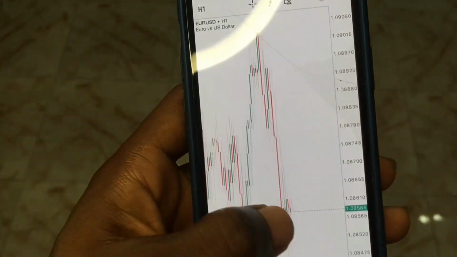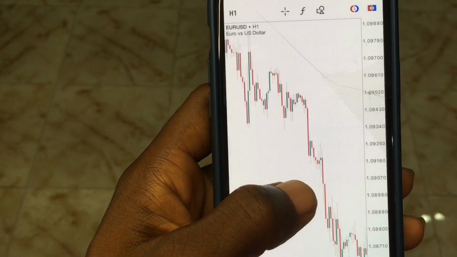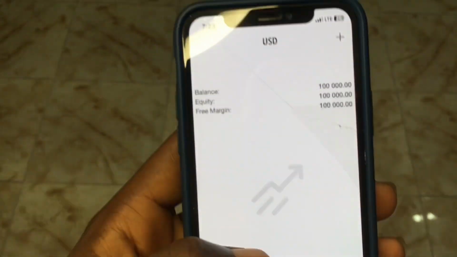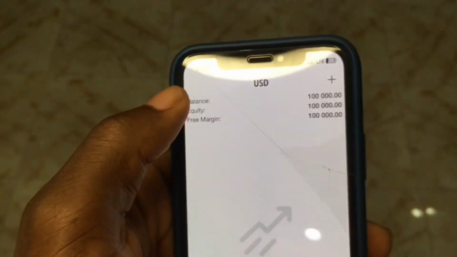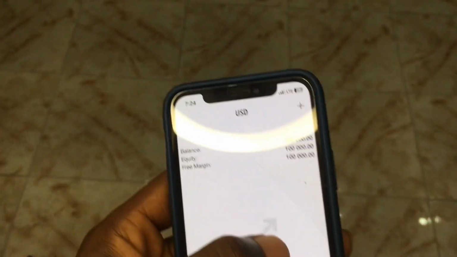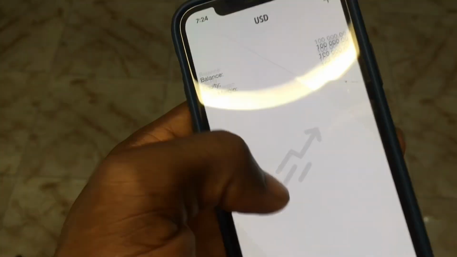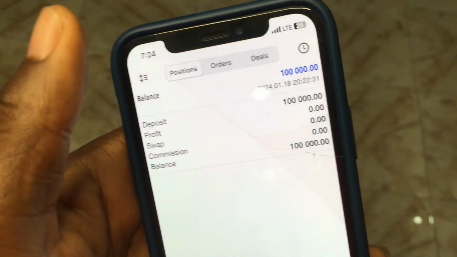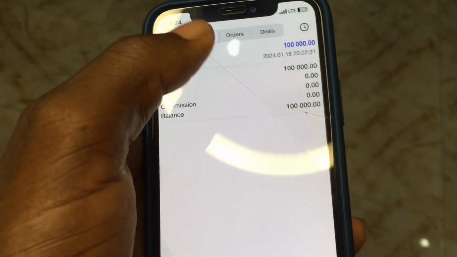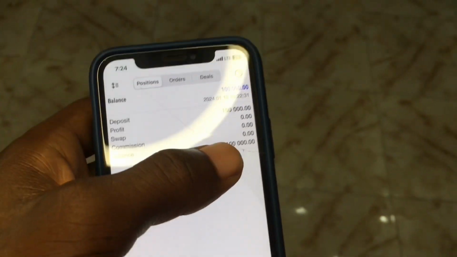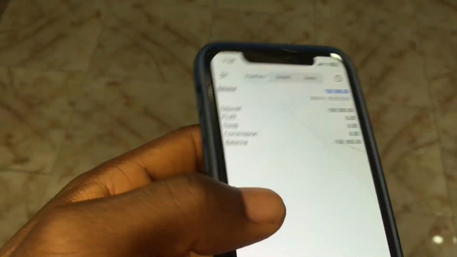This part right here is the charts. This is where you see the candlesticks. This part is the trade section, where you get to see your trading balance and everything. This is a practice account, a $100,000 practice demo account. The next part is the history, where you see every trade that you've taken. If you close your trade in a profit, it will show here. If you close it in a loss, it will show here.